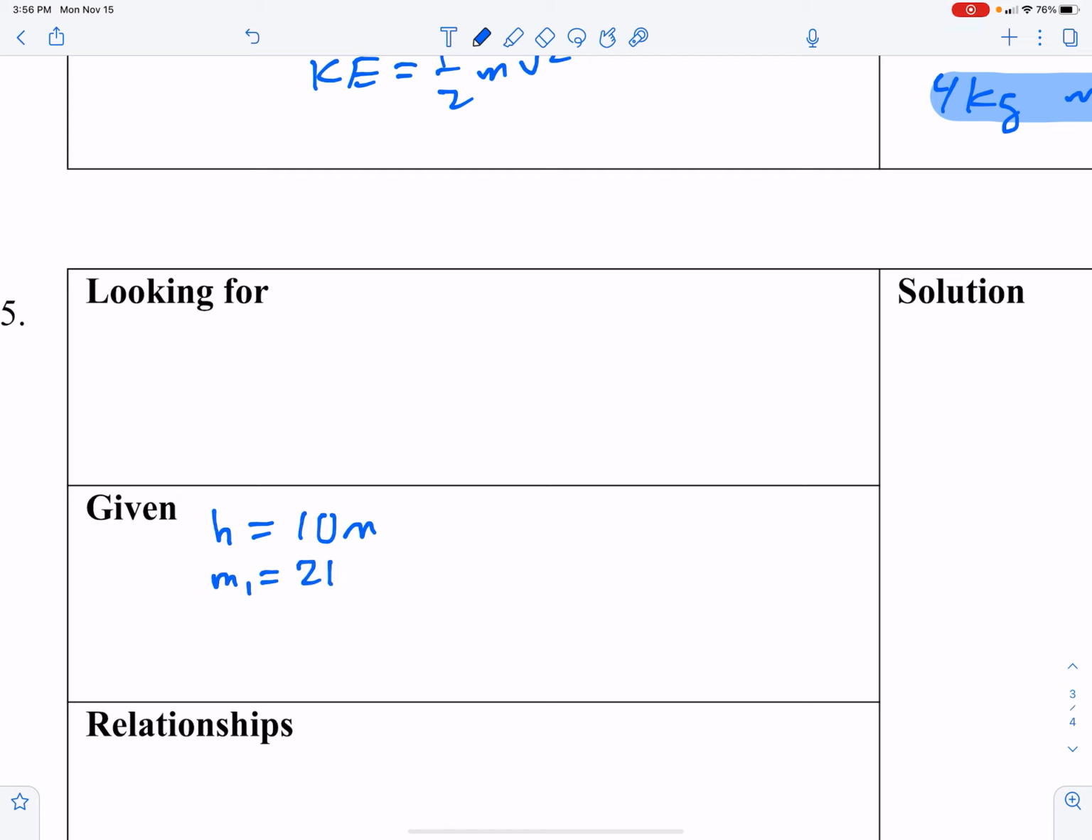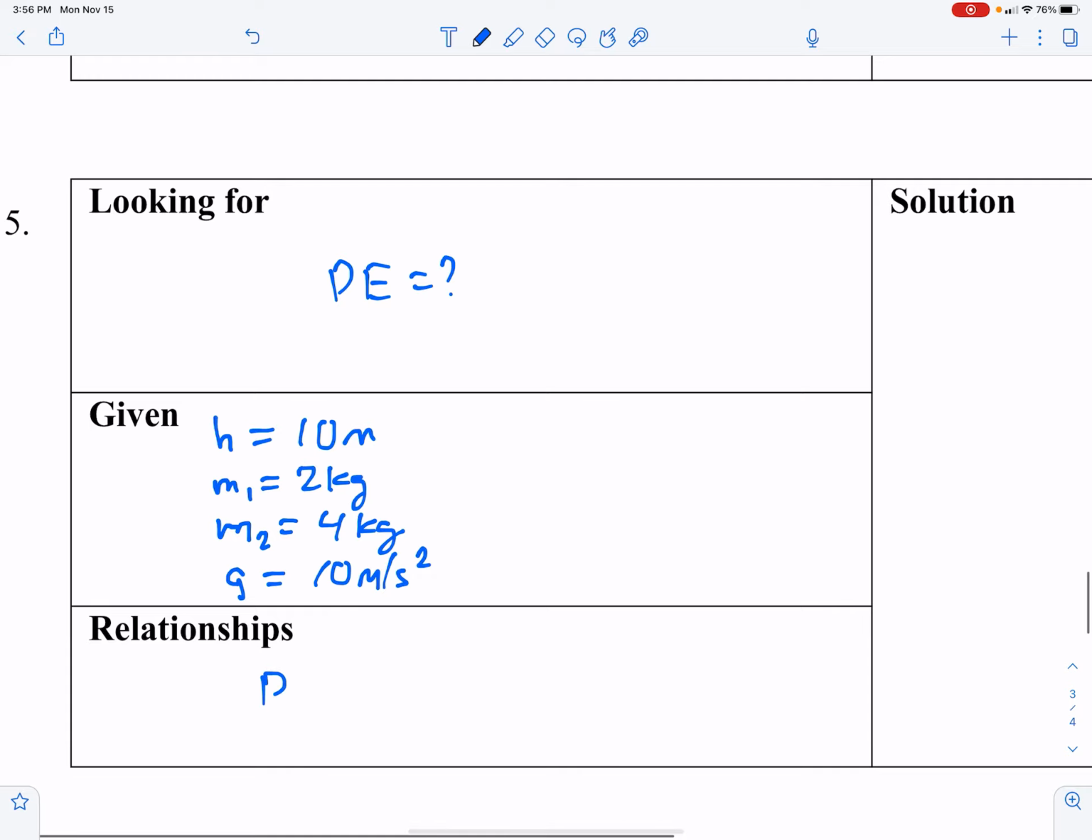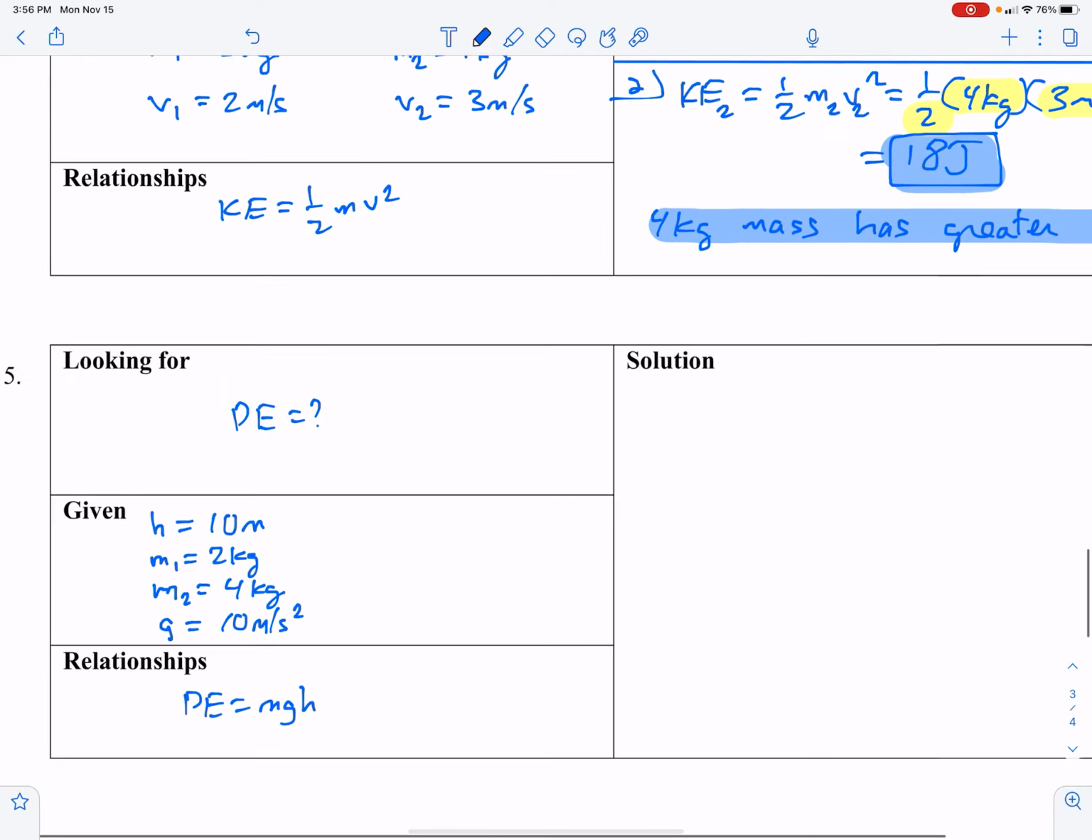M1 was 2 kilograms. M2, the second mass, was 4 kilograms. We're looking for potential energy. You're looking for which one has the most potential energy, but ultimately you have to calculate potential energy. Right? And then G is 9.8, but please feel free to round up to 10 like I'm doing now. The equation we need is M times G times H.